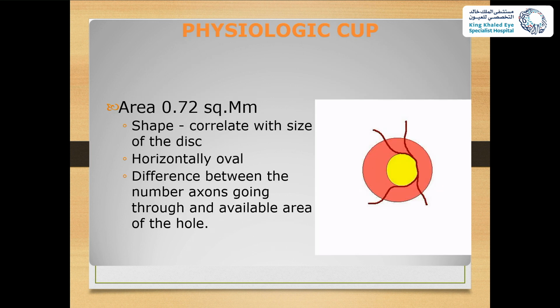We talk a little about physiological cups. A physiological cup is a normal disc which has a large size, and the cupping is a little bit larger than the average, can reach up to 0.7, and it's a normal disc. Usually it's horizontal more than oval.